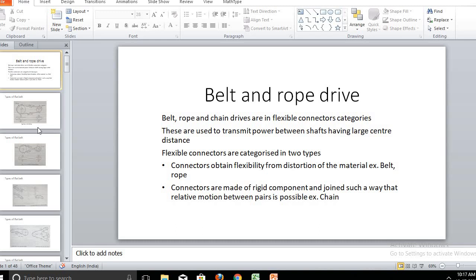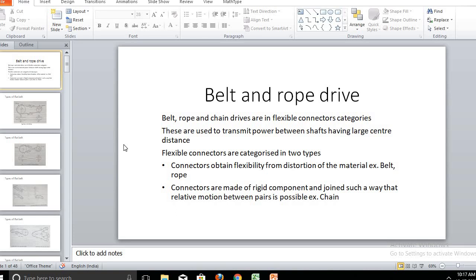We will go through the belt drive in your syllabus. The rope drive is at an introductory level, where we discuss the construction and working of the rope drive.